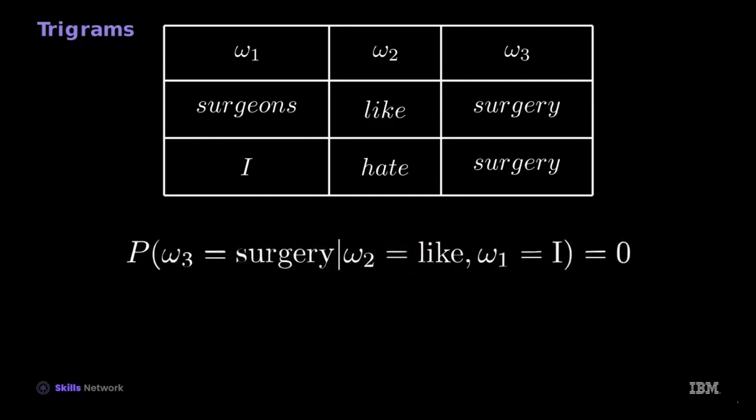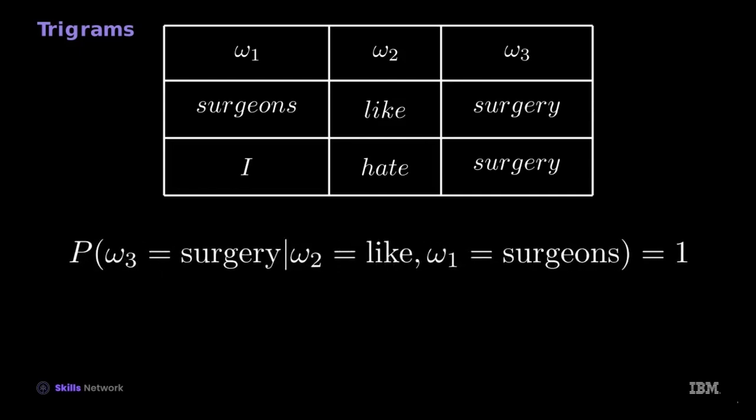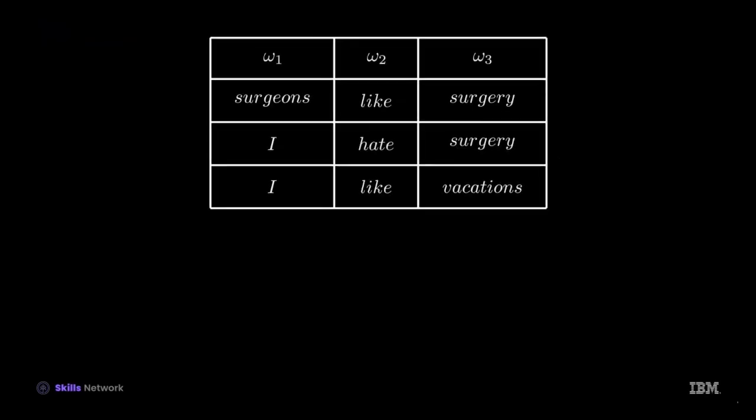Let's examine the probability of word 3 equaling surgery. Given that word 1 is I and word 2 is like, you will find that the probability is 0. However, if you change word 1 to surgeons, the probability of word 3 being surgery is now 1. Consider the phrases surgeons like surgery, I hate surgery, and I like vacations. How would you complete the phrase surgeons like?